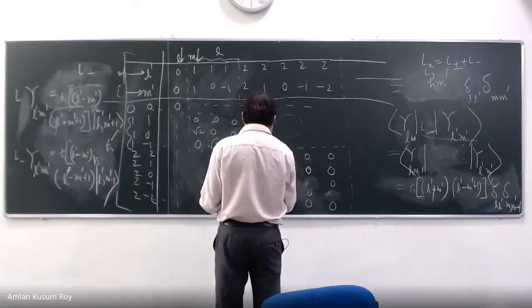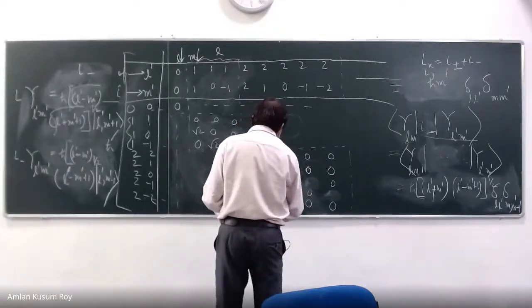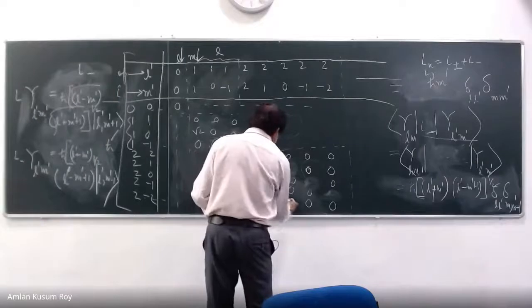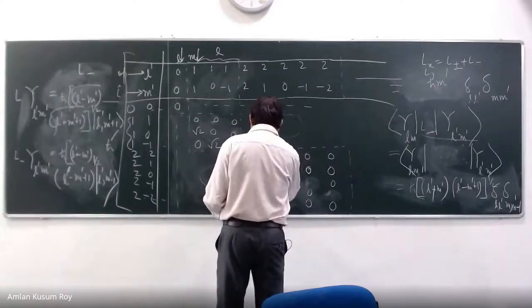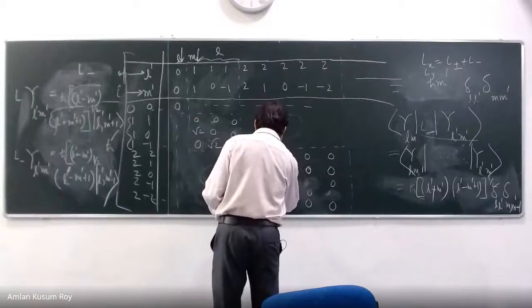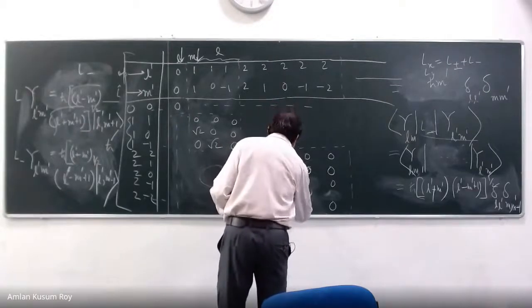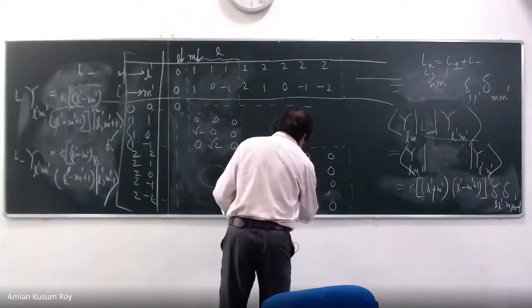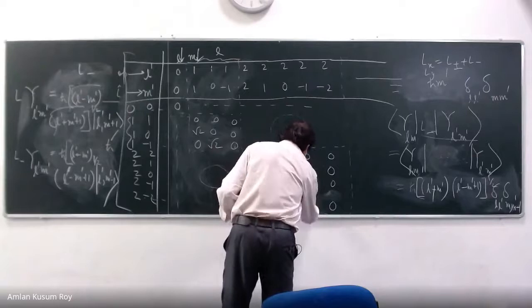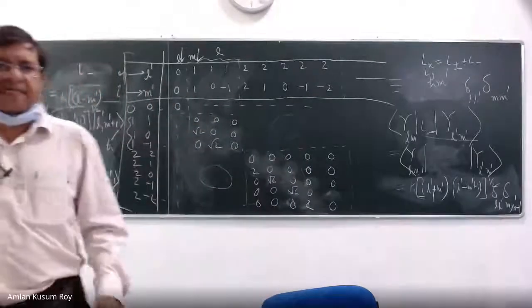So this will be to the other side of the triangle: 0, root 6, 0, sorry, 0, 2, 0, 0, root 6, 0, 0, 0, root 6, and then this guy 0. So that is the structure of L minus.